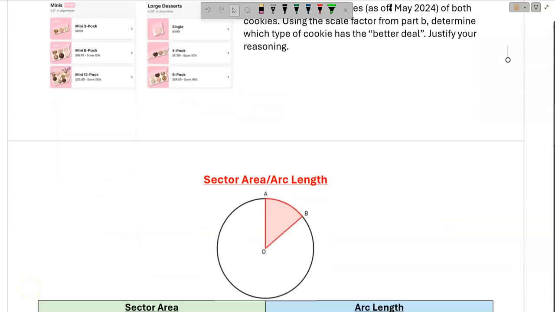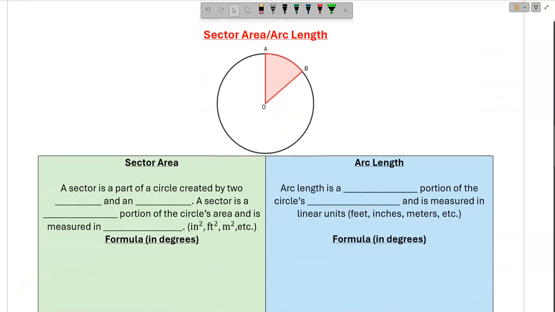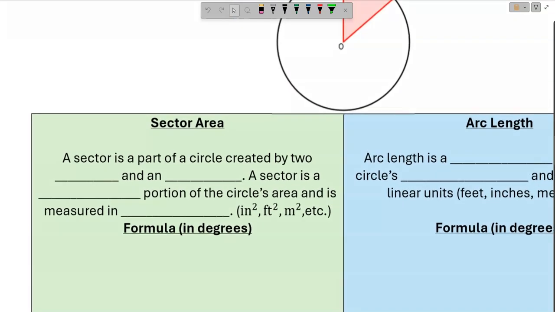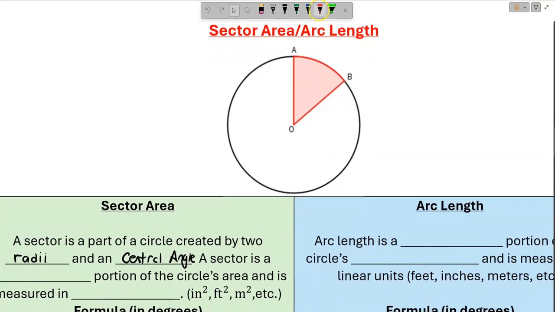Last part of our video here today, we're going to talk about how to find sector area and arc length. So the first thing we need to know is what a sector area is. A sector is a part of a circle created by 2 radii and a central angle. So up in this diagram, we have our radii AO, our radii OB, and then this angle right here we measure, we'll call it theta, and for today's lesson we're going to talk about degrees.